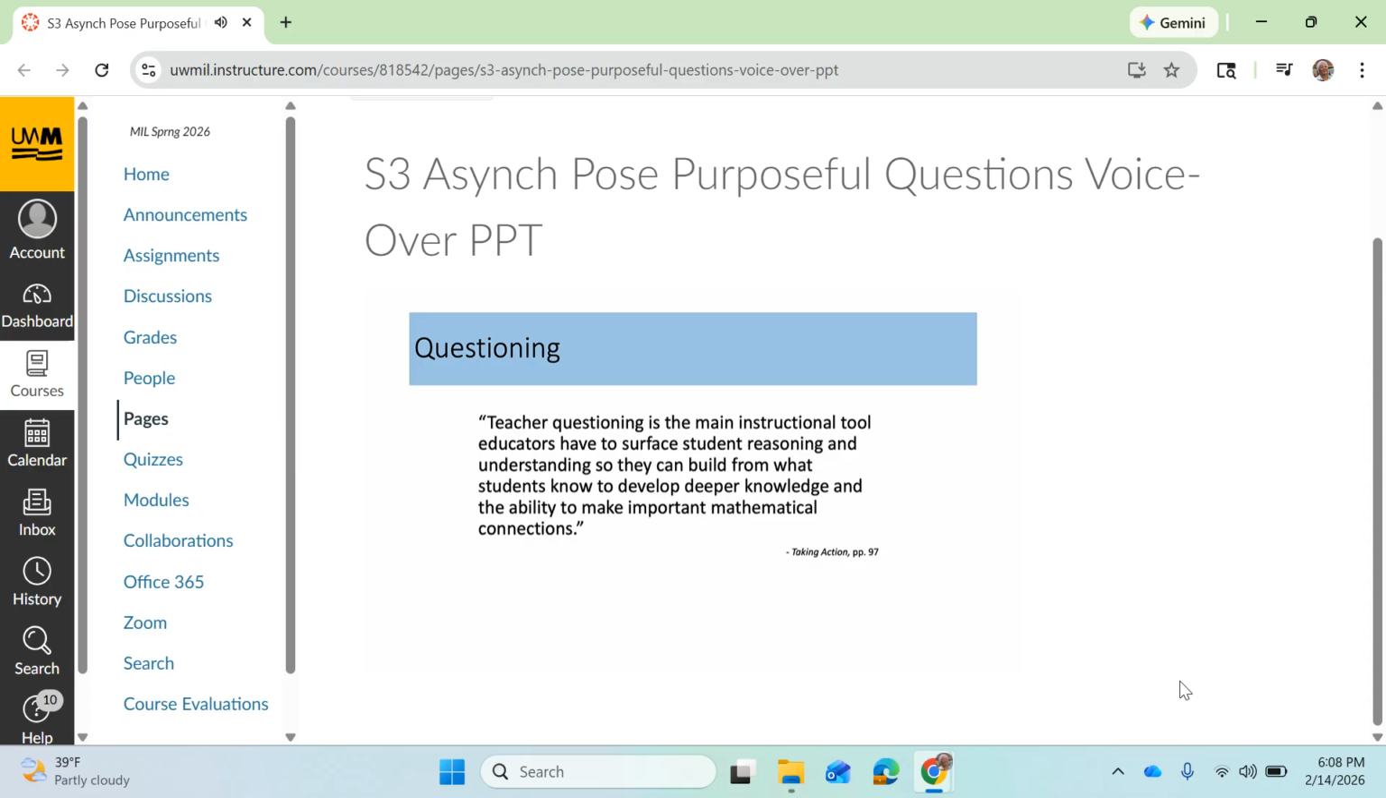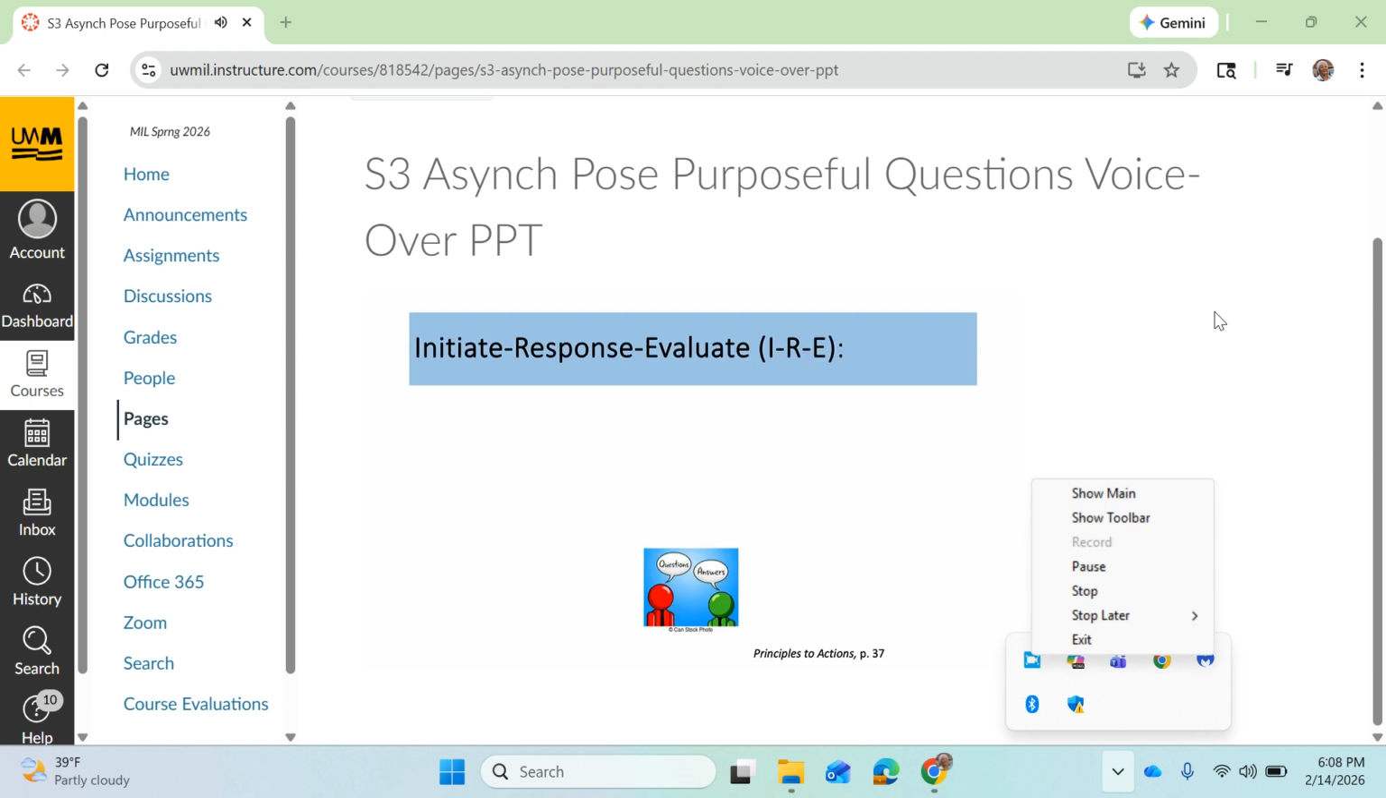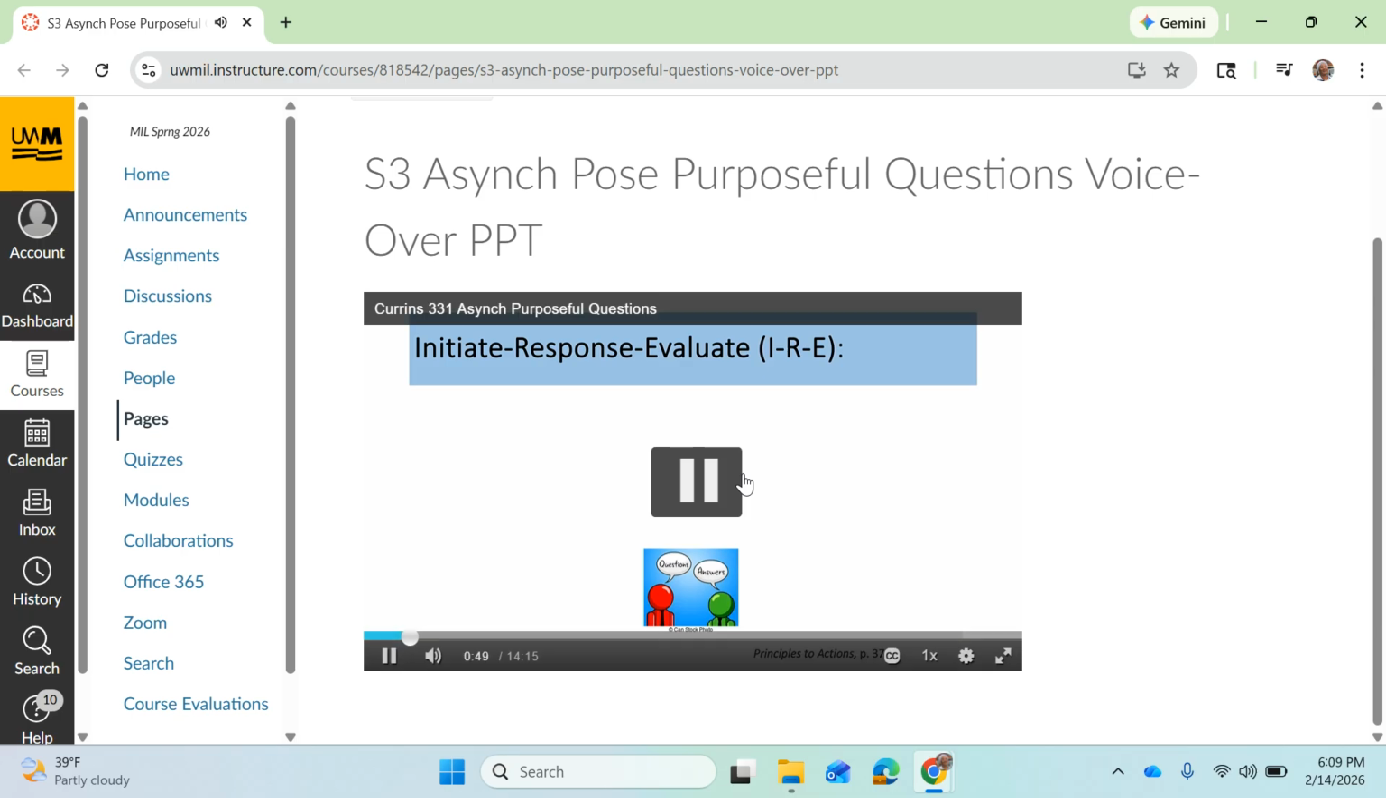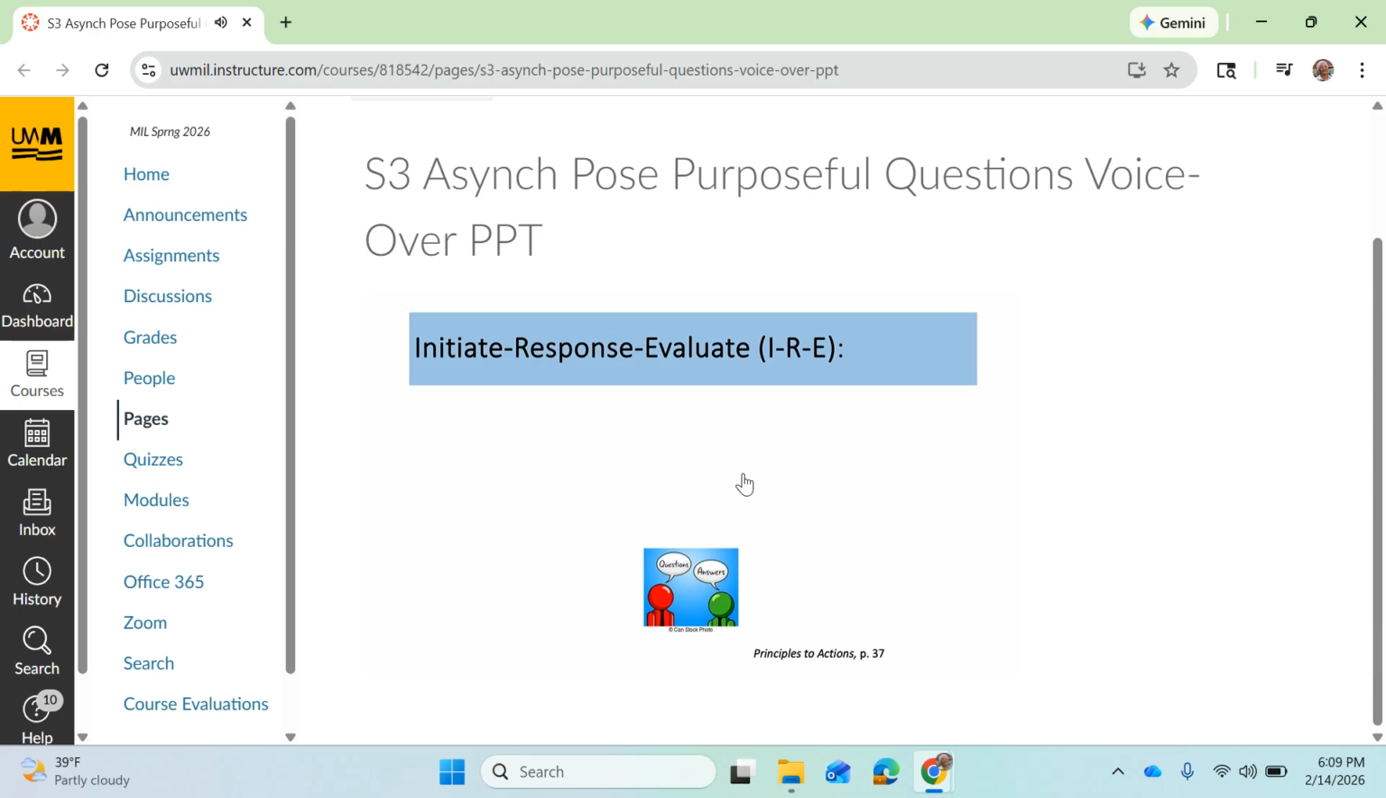I'll give you a moment to read it as you consider why this questioning piece is so important. So as we think about questioning, we're going to first explore a few questioning patterns that we see happening very frequently in classrooms. The first pattern we're going to look at is called initiate, response, evaluate, or you'll often hear it referred to as IRE.